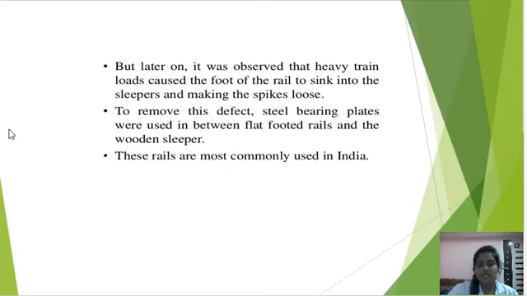To remove this defect, they kept steel bearing plates between the flat-footed rails and the wooden sleeper. The steel bearing plate is a plate made of steel. By providing the steel bearing plate, they avoided the problem of the spikes becoming loose. So these rails are commonly used in India nowadays. The most commonly used rail in India is the flat-footed rail.